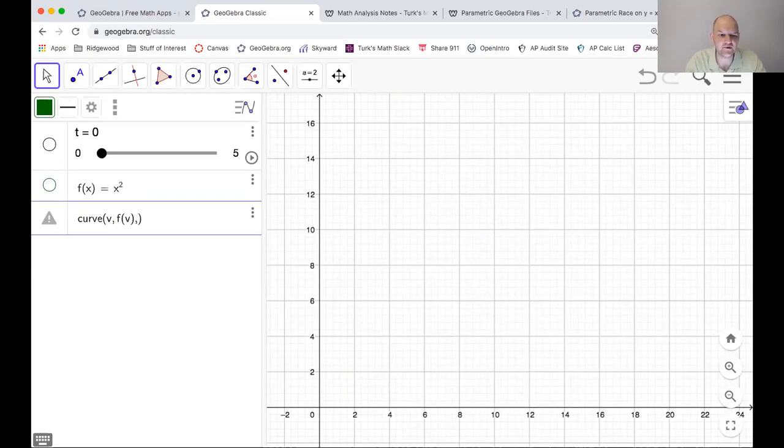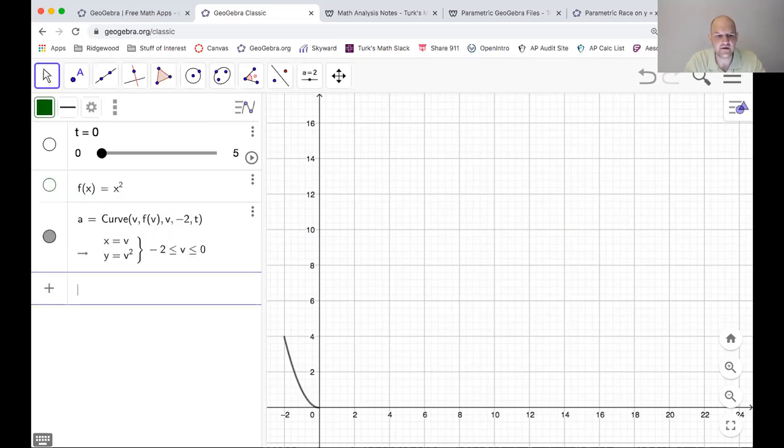So v is my parameter. F of v, right? So f of x is x squared. So f of v is v squared. So it's v comma v squared. X is equal to v, y is equal to v squared. V is the parameter. I want to start at 0, and I would like to go, well, let's start at like -3, -2, and we'll go to whatever t is. All right, so right now t is 0, so you can see the curve just stops there, and then if I increase this, you can watch it increase.